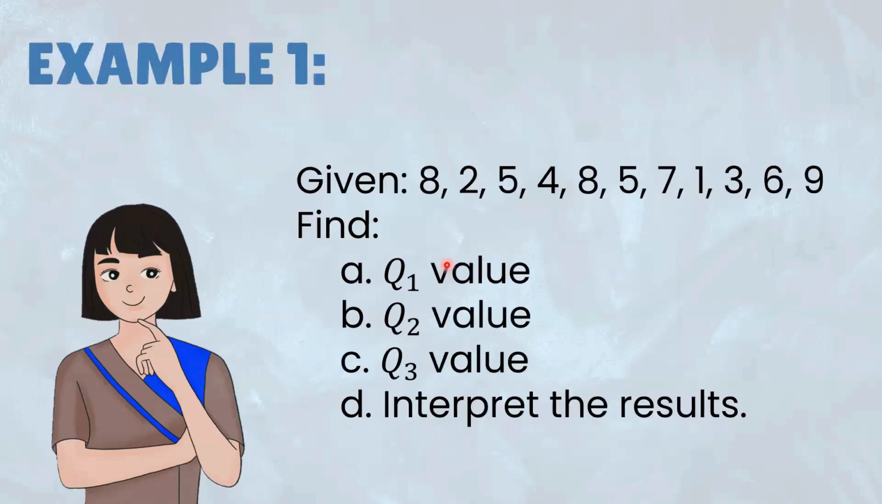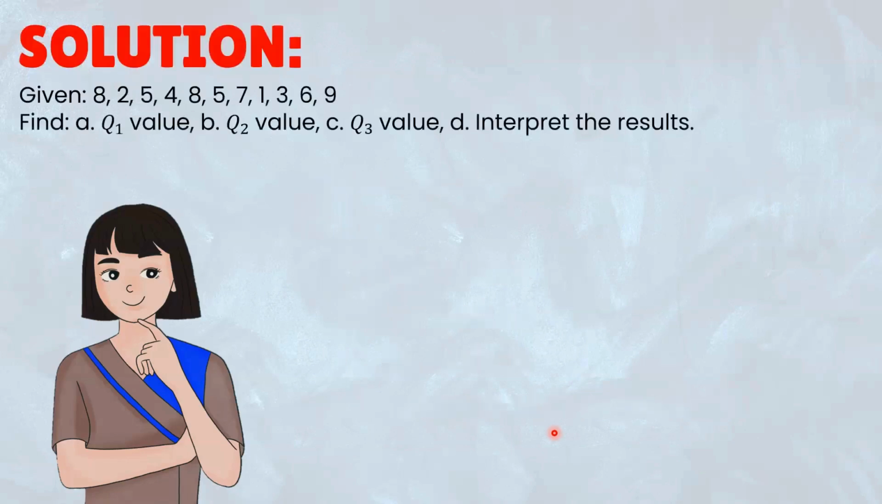Okay? This time, let's have an example. Given the following values: 8, 2, 5, 4, 8, 5, 7, 1, 3, 6, and 9. We have to find the quartile 1 value, quartile 2 value, quartile 3 value, and we have to interpret the results that we got. First, let's find the quartile 1 value.